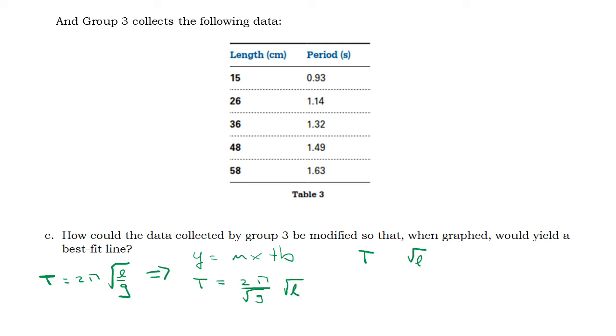Another option is to square everything. If I square everything, I have T squared equals 4 pi squared over g times L. So I could also plot T squared on the y-axis and L on the x-axis. So either T versus root L or T squared versus L will yield straight lines.